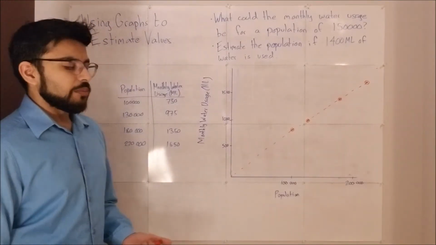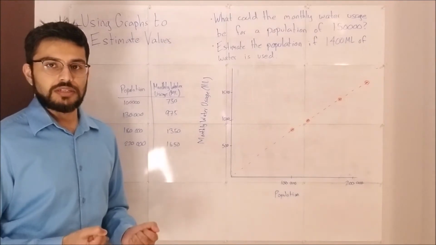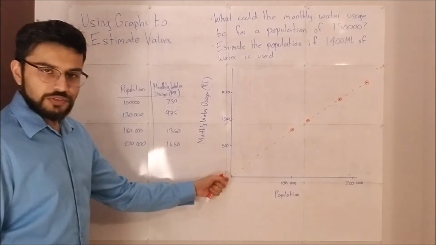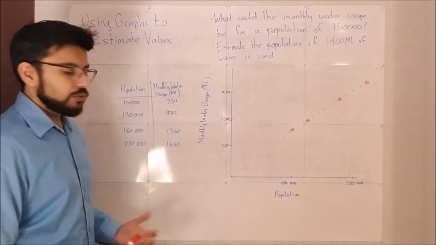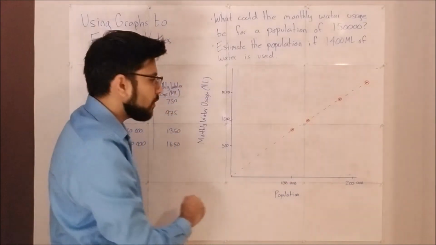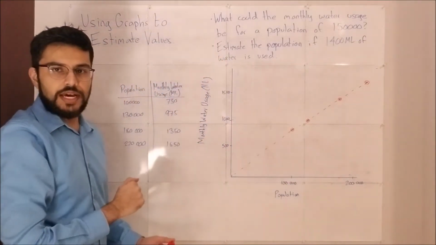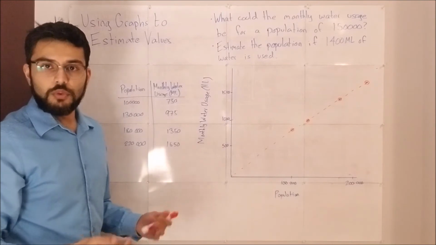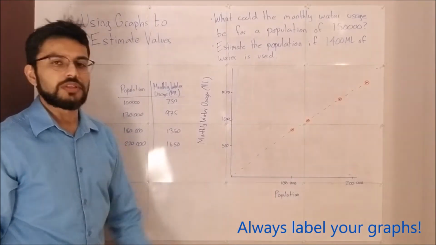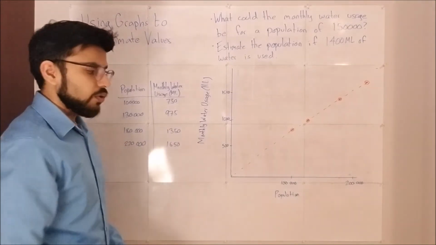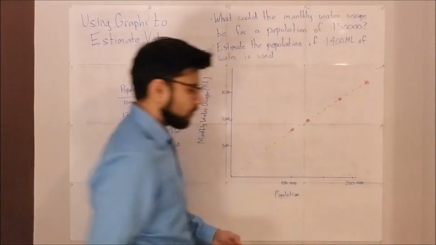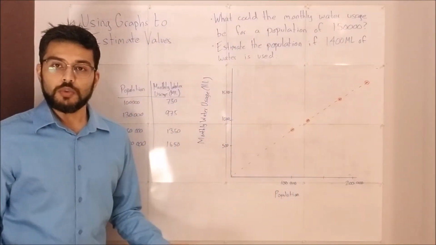Starting with the first one, I'm looking for 150,000 people, or 150,000 population. So I have to find 150,000 on my graph. And there's two options for me. Either it's going to be my x-axis on the bottom, or my y-axis going up and down. And if the graph is a good graph, or a proper graph, it should have a label on it. I'm looking for population. Population is on the bottom of my graph. So 150,000 will be there. How do I know?